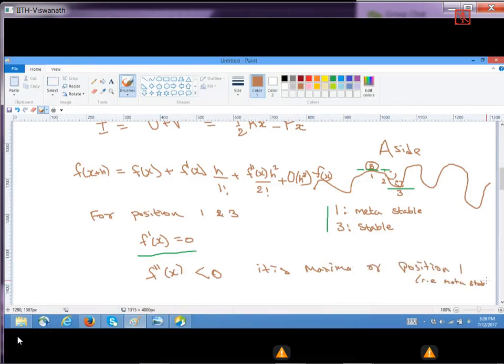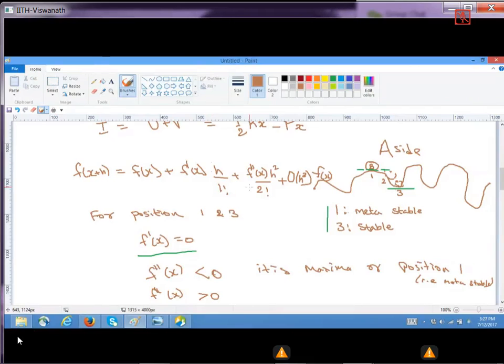Now similarly, f double dash x has to be greater than 0. For let's say you are here, and even if you go this side or you go to the other side, the value of f is always increasing. So this value should be more than this. That can only happen because the second term is 0. If f double dash is positive, anyway h square is positive.